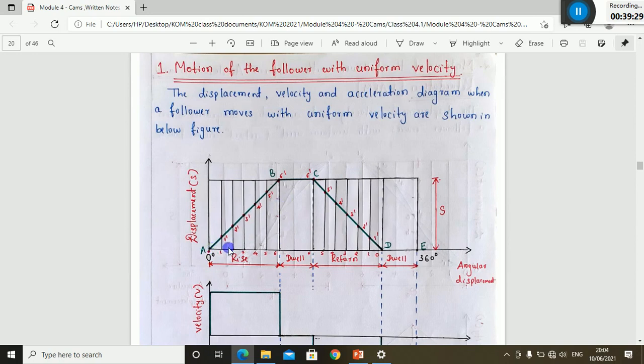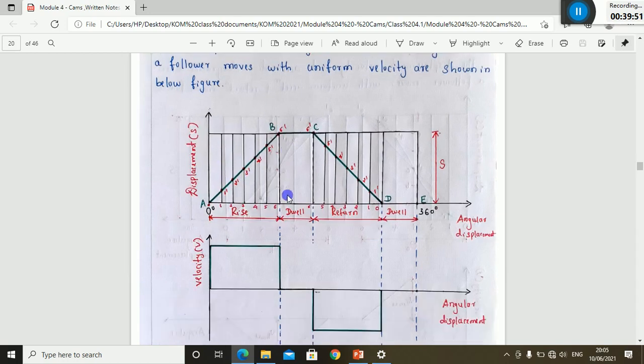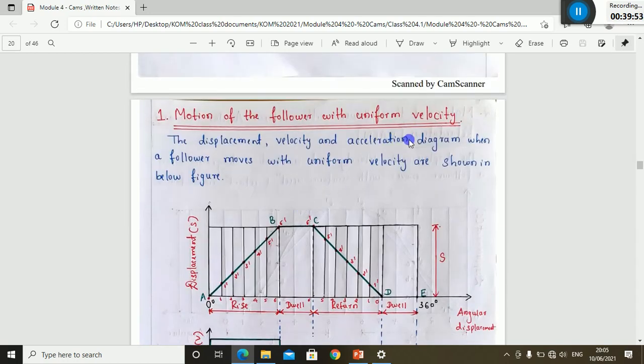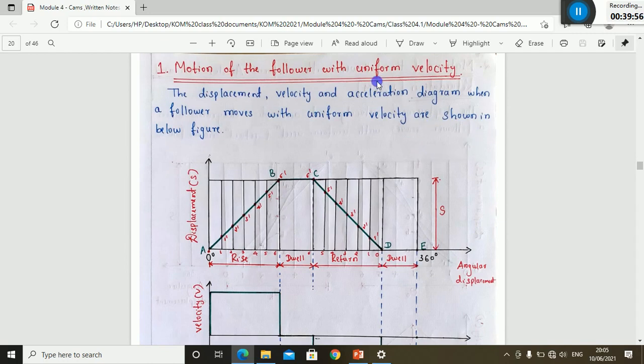Directly, after dividing the outward and the return stroke, you can draw the diagonals like this and one more diagonal like this. So this diagonal AB will intersect the vertical lines directly at 1 dash, 2 dash, 3 dash, 4 dash, 5 dash. In a similar manner, you'll get the reference points. So this is a simple method. That's why I did not solve any problems on this uniform velocity. If in the examination the follower with uniform velocity comes, you can use this method. You directly draw the diagonals and you'll get the intersection points.